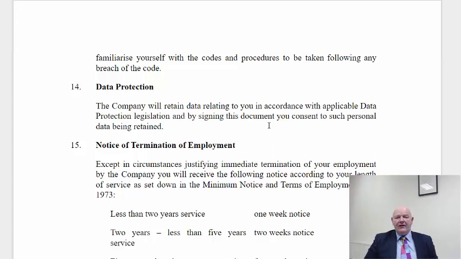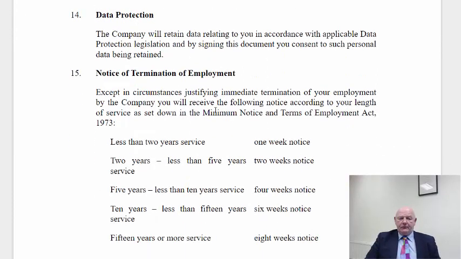Now, you may well have that. For example, you do need to maintain records of employees for the Revenue Commissioners, for the Department of Jobs, Enterprise and Employment, and so on and so forth. You have statutory and legal obligations, but it will not be enough, when GDPR comes in from May 2018, to simply get the employee to sign this, and this gives you free rein to do what you like with the data. That won't be the case.